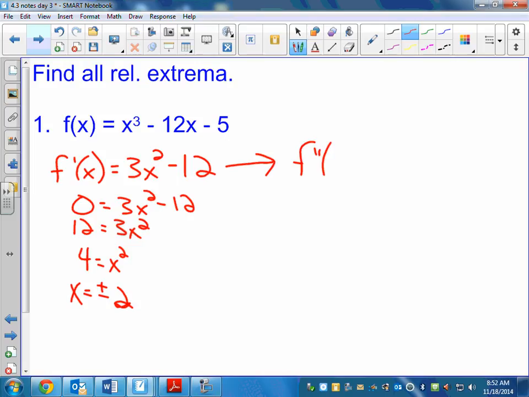If I take the second derivative, very simple on this one, it would just be 6x. Instead of making my number line and having to plug stuff in and seeing whether it's positive or negative, I can just take my critical points and plug them into the second derivative and think about whether that would be concave up or concave down, because that would tell me whether it's a max or a min. So if I plug negative 2 into my second derivative, I'm going to get negative 12. That is a negative number, which means concave down, which means I can say that negative 2 is a relative max.